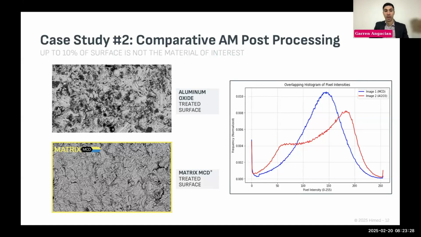So it depends on where you put your thresholding, but anywhere from 5 to 10% of the surface, at least in the samples we've seen in-house here at HiMed, is really aluminum oxide. It would be glass beads. It would be other materials that are not able to be dissolved afterwards, such as something like Matrix MCD.